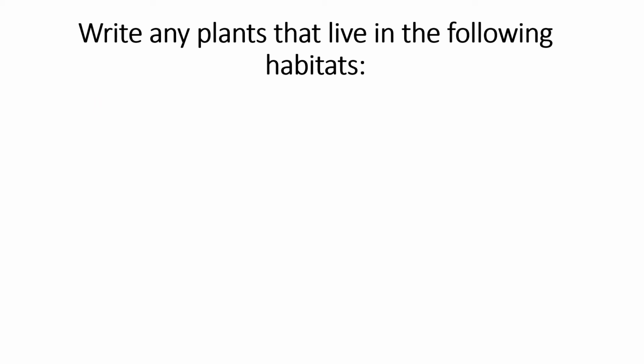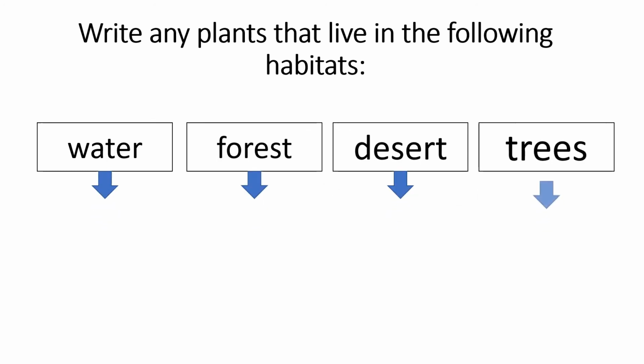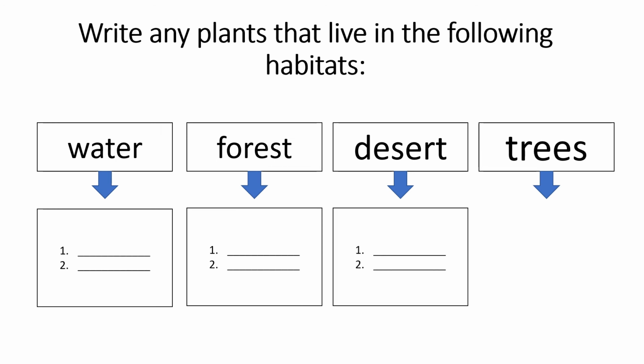So for your activity, class, you're going to write examples of the plants that grow or live in the following habitats. You're going to give at least 2 examples of plants that can grow or live in water, forest, desert, and trees. Give me two examples of plants that live in water, two examples of plants that live in a forest, two examples of plants that can grow in the desert, and two examples of plants that can grow or live on the branches of trees.